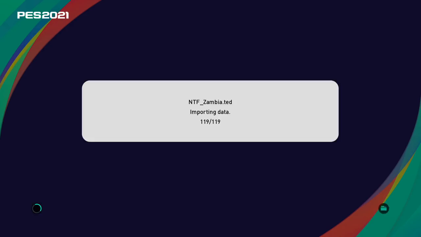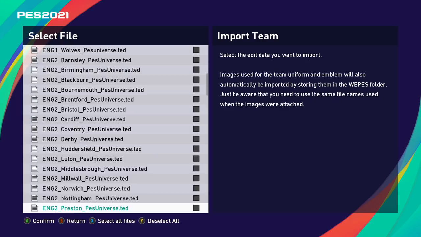Okay, so as you can see, finished importing, job done. It will be a lot quicker as well on PC as opposed to PS4. So once we've done that, we're going to go back to import teams. We're going to click OK, and then we're going to scroll down to the Bundesliga. All right, so we're going to go down, down, down, down, once we get to them.